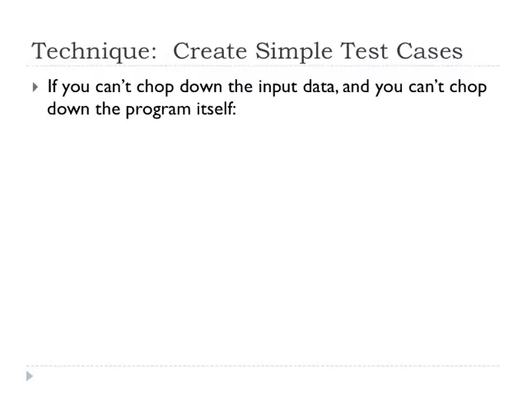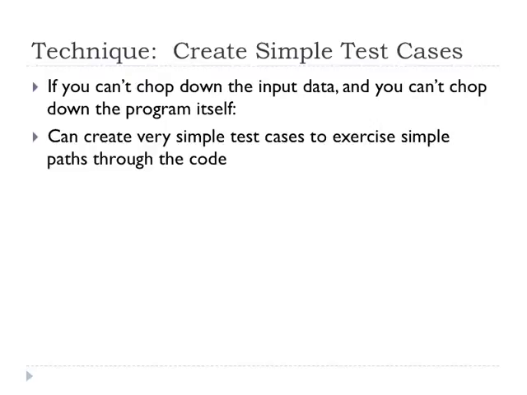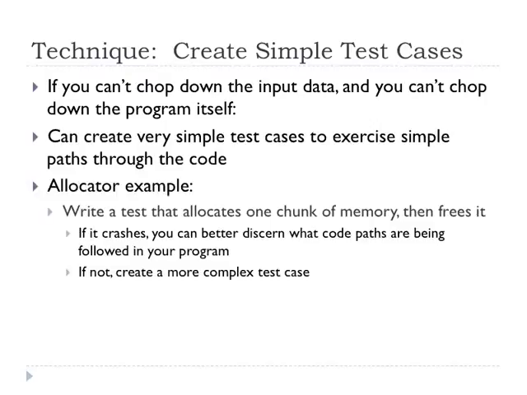So, okay, here's another thing that you can do that's very helpful. If you can't chop down the input data and you can't chop down the program itself, there's another thing you can do, which is to create really simple test cases to try to exercise a very specific path through your code. Again, this is where you need to understand the system. So with the allocator, you could write a program that allocates a chunk of memory and then frees it. I've done this on students' programs as well to see if that crashes.